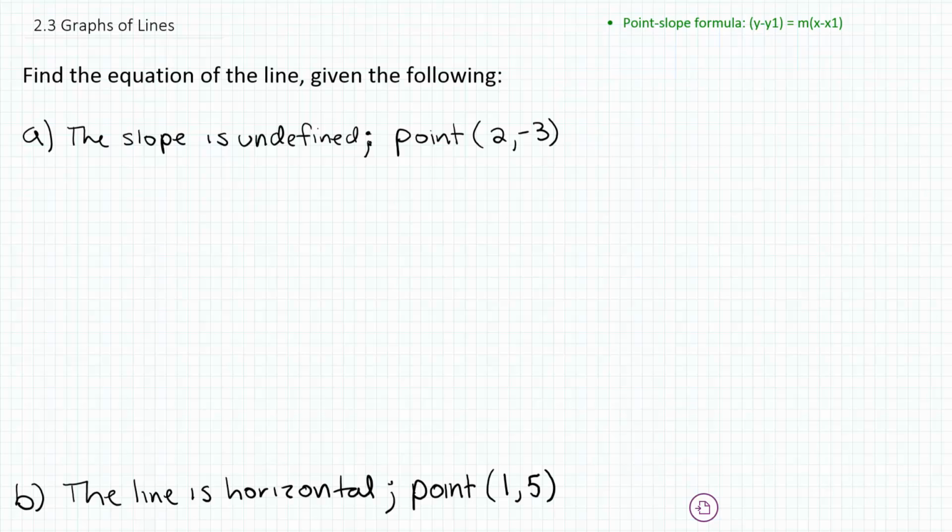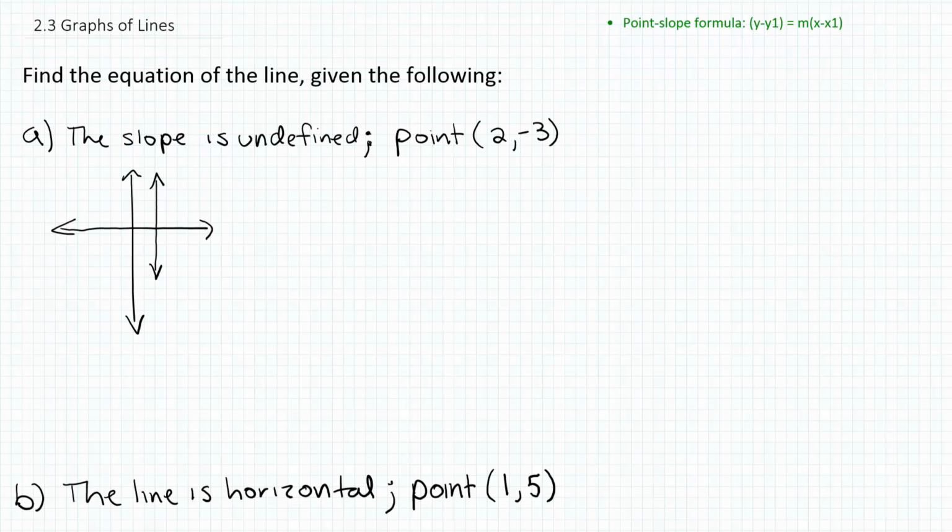It basically means your line is vertical, right? So if you were to plot the line, it would look something like this. So a vertical line going straight up and down. Now, they give us a point that's on the line. They say the point on the line is (2, -3).